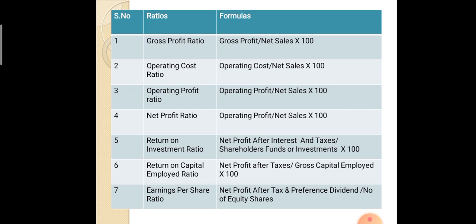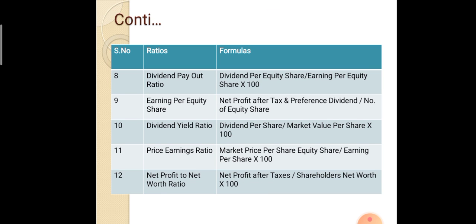So coming to the next one, general profitability ratios. The second includes the net profit ratio. This one I have given in the next slide. So net profit ratio is equal to net profit after tax divided by shareholders' net worth into 100.